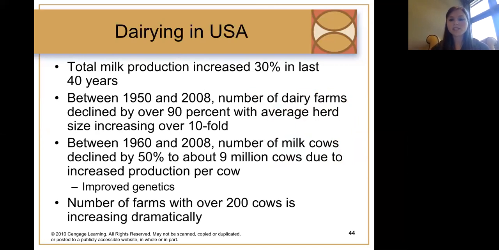So then between 1960 and 2008, the number of milk cows declined by 50% to about 9 million cows, and that was due to increased production per cow. So improved genetics is a big thing there. So if each cow can produce more milk, then you may not need as many cows to reach that goal like you would have in the past. So the number of farms with over 200 cows is increasing dramatically because there are going to farms with more cows on them than number of farms.